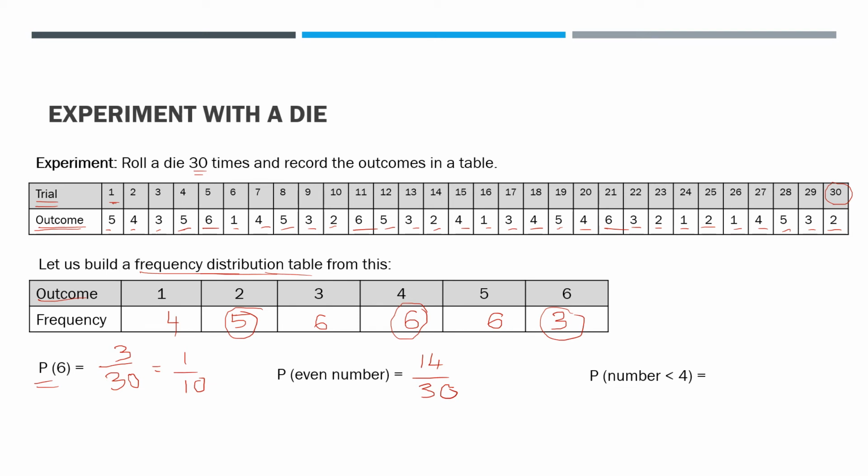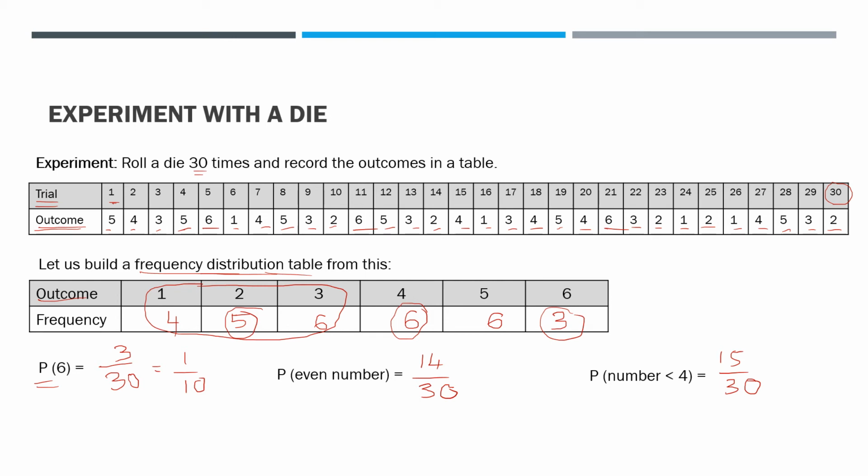What about less than 4? Less than 4 would be which 3 outcomes? These 3 outcomes. Now I'm going to put a big circle around these 3. This is less than 4. 4, 5 and 6 are excluded. Now this is how many? 4 plus 5, 9 plus 6, 15. So 15 over 30. Okay, I'm not going to simplify them.